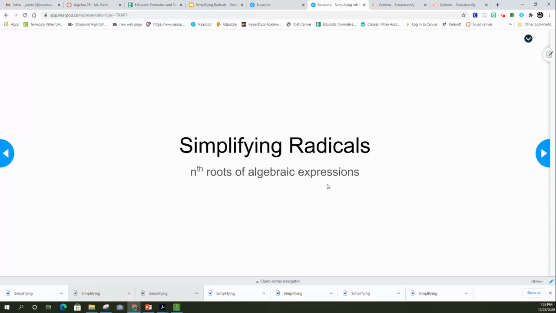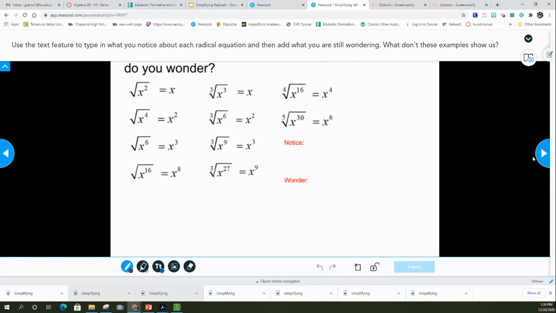Simplifying radicals, okay, nth roots of algebraic expressions. So now we're going to get variables in here. All right. So what do we do when there's variables involved? All right. So I want you guys to use the text feature. I'll do it here in the video, but in class you'll be using the text feature to type in what you notice about all these examples up here and what you're still wondering. To help you answer the what you're still wondering question is, what don't these examples show us?